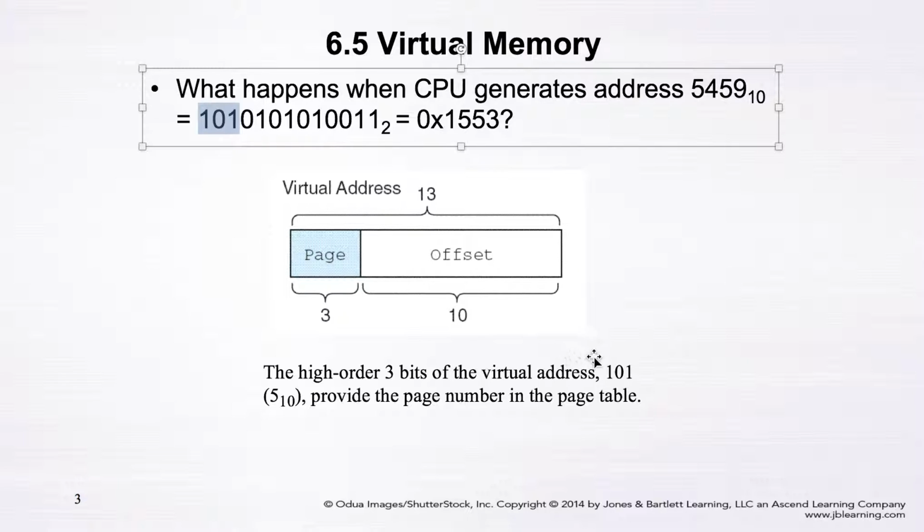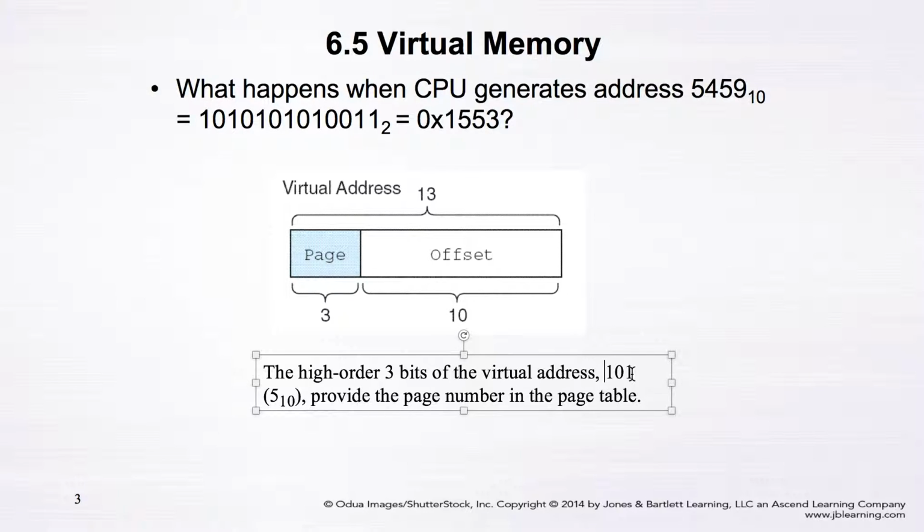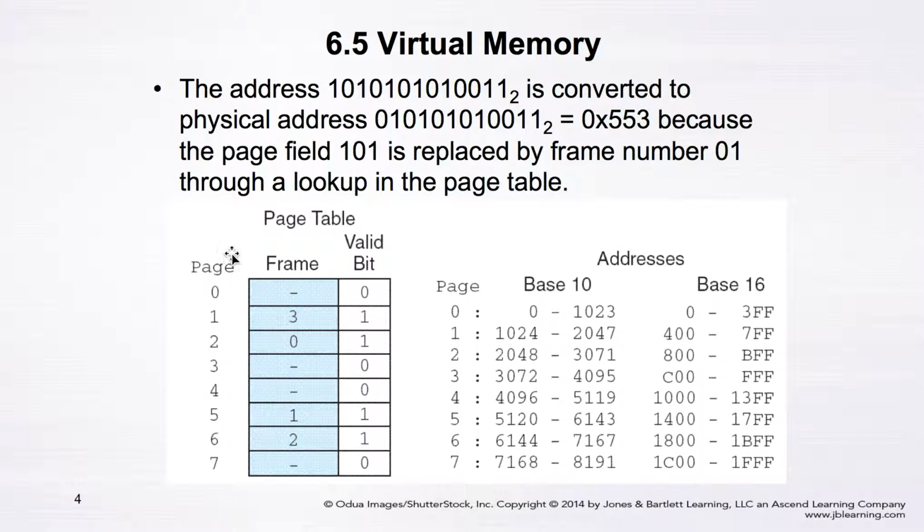You can see that the high-order 3 bits have the value 101, which corresponds to the value 5, and that represents the page number in the page table. So what does that mean? Looking at the address 1010101010011, we are going to convert this virtual address into the physical address.